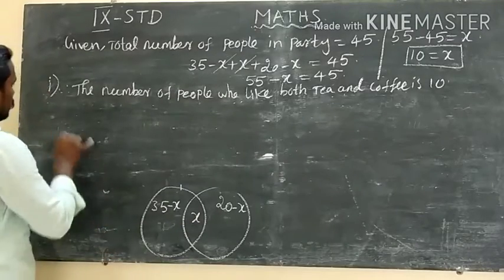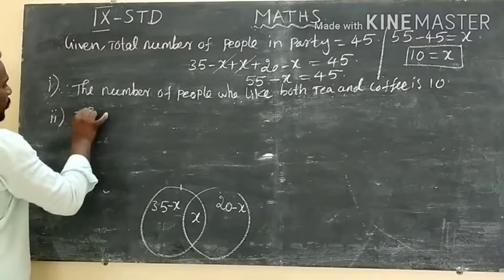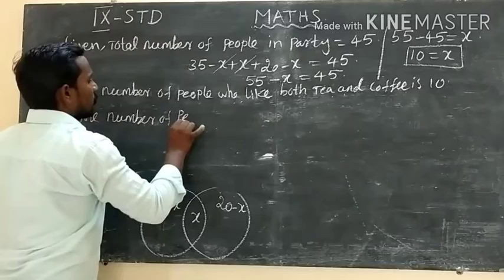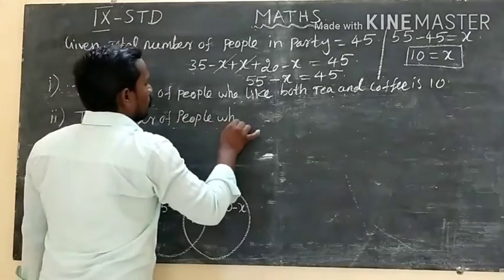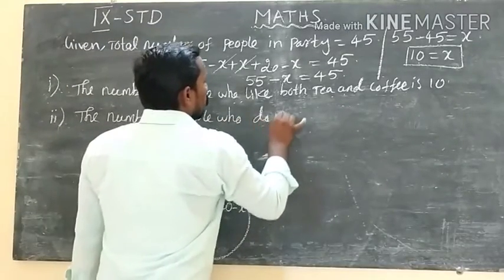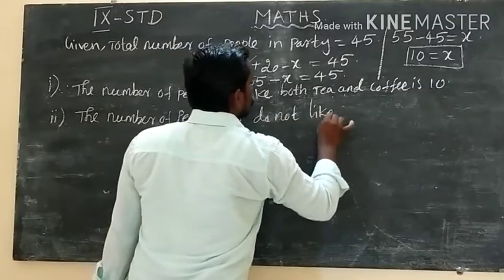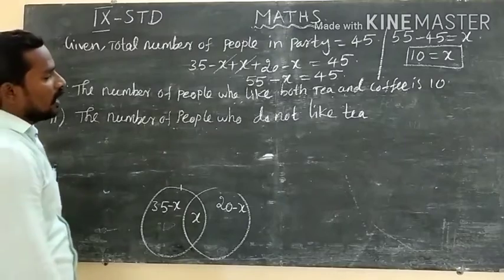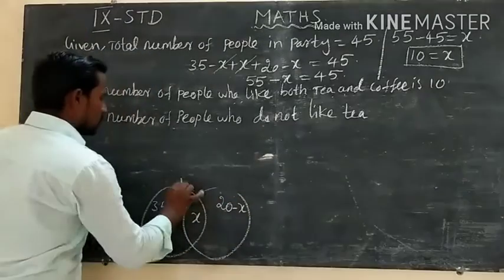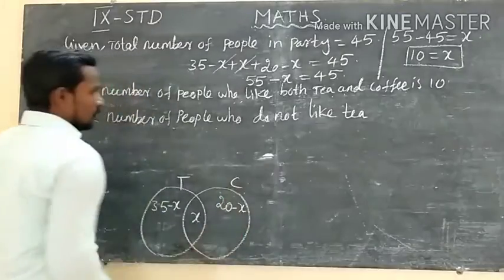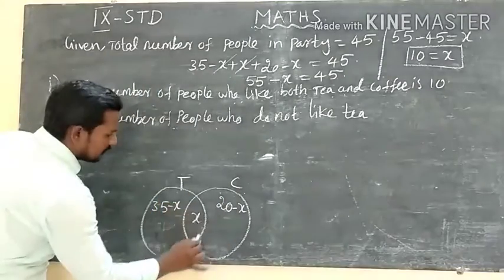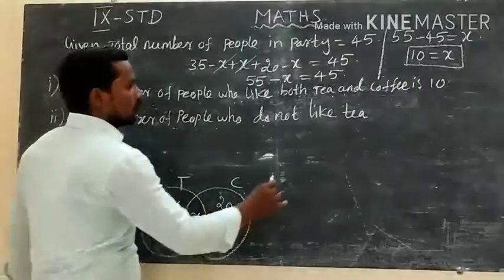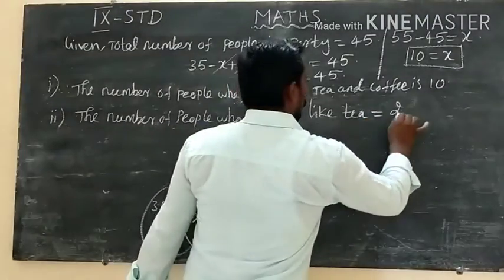Then second question: the number of people who do not like tea. So this is our second question. Do not like tea. That means this is T, this is C. So do not like tea means omit this T circle fully. What do you get as the remaining portion? This is the remaining portion, equal to 20 minus X.